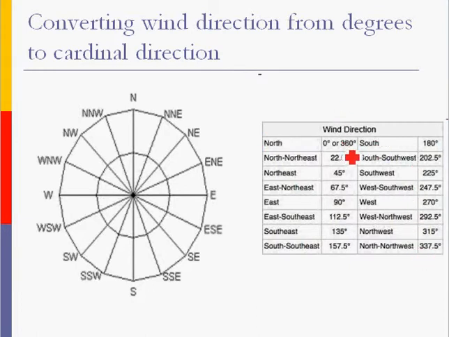337.5 is north-northwest. Now, 350 is closer to north than north-northwest, right? Because the number 350 is only 10 away from 360, but 12.5 away from north-northwest. So this would be considered a north wind.